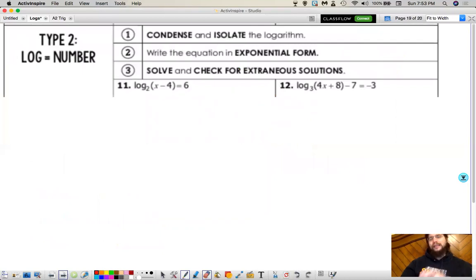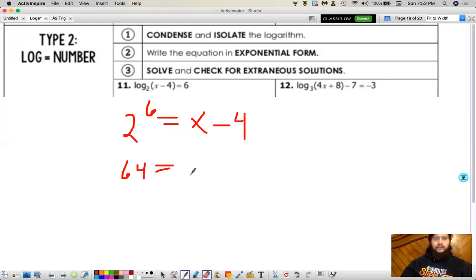Now, what if it's not log equals log? What if it's log equals a number? That's when you're going to use that little thing where you rewrite it as an exponential. Again, check for extraneous roots. 2 to the 6 is x minus 4. So 64 is x minus 4. 68 is x.